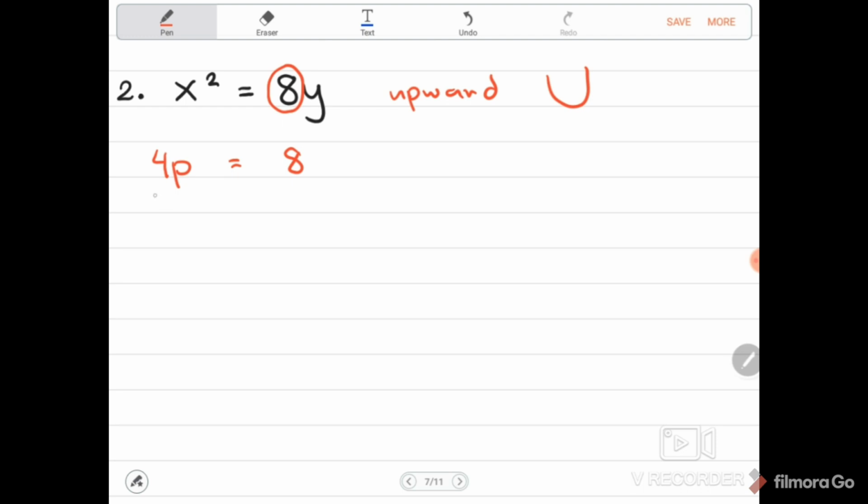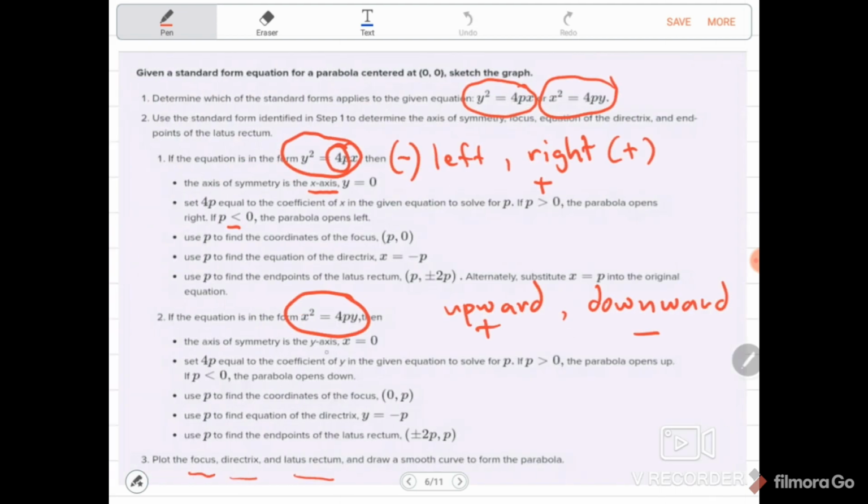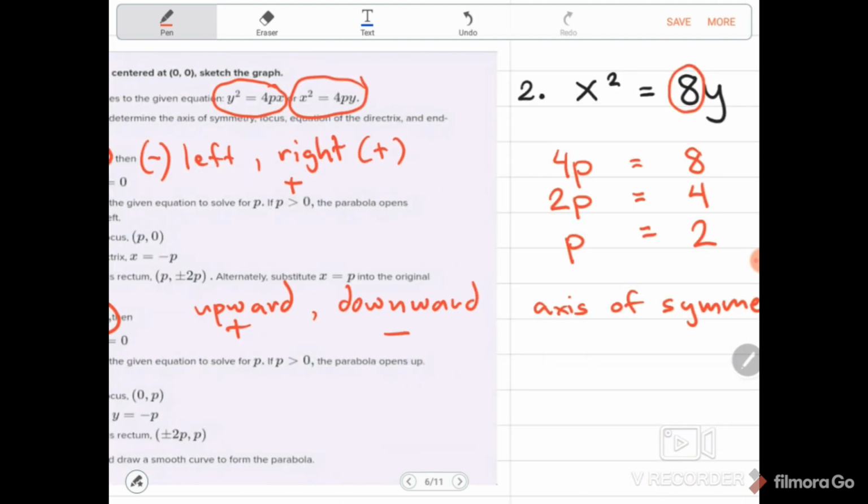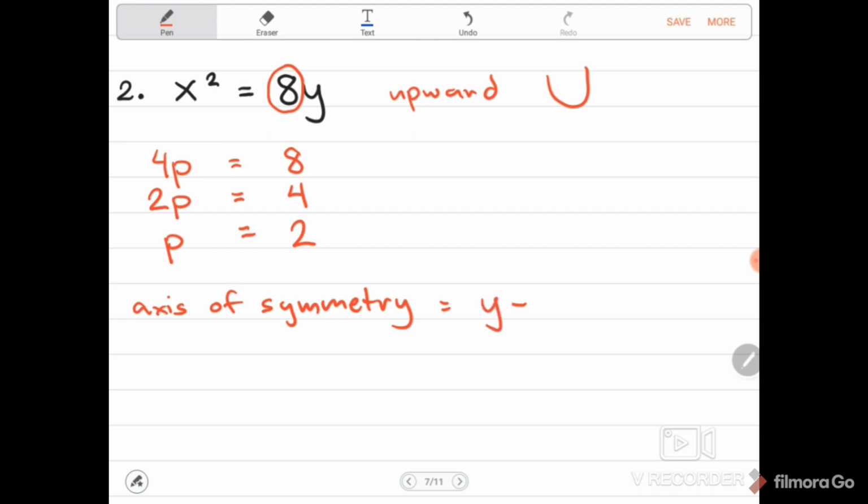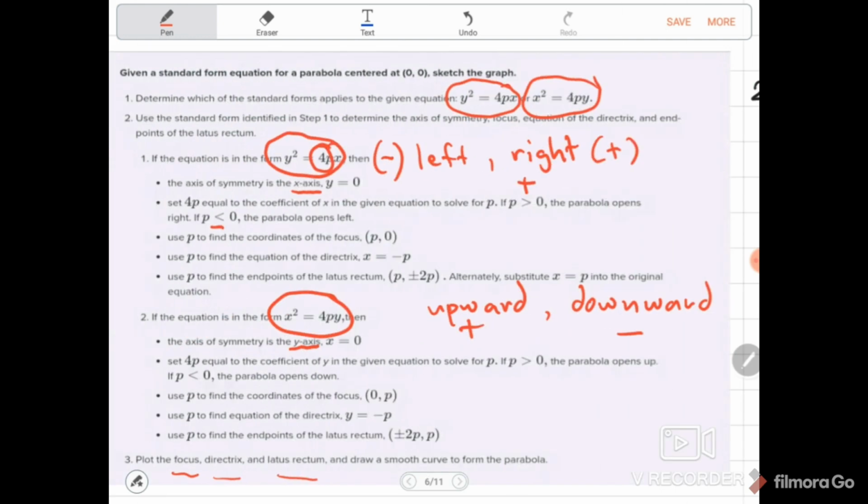Ano nga ulit ang mga kailangan natin? Kailangan natin si 2p and p. So, simple yan. Divided by 2. And then divided by 4. What is the value of 2p? That is 4. What is the value of p? That is 2. So, axis of symmetry natin. Ano ba yung axis of symmetry natin? Axis of symmetry is y-axis. Ayun. So, y-axis.